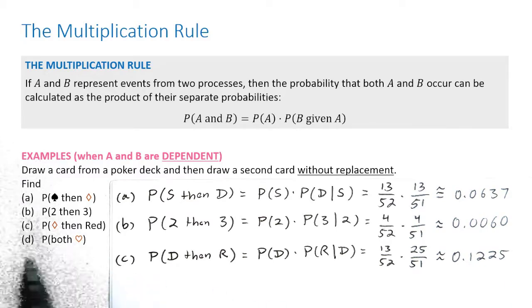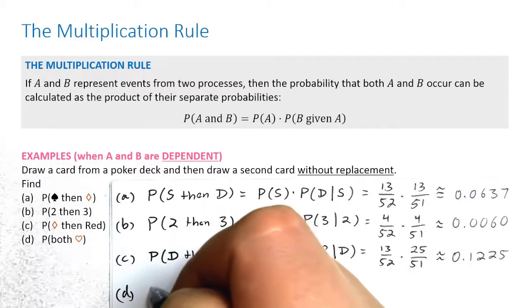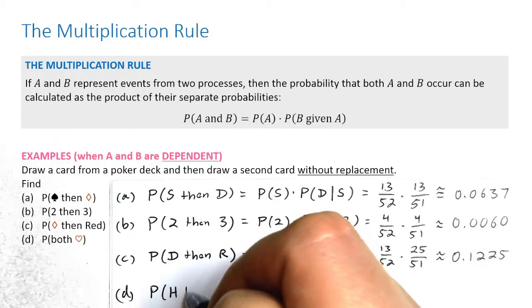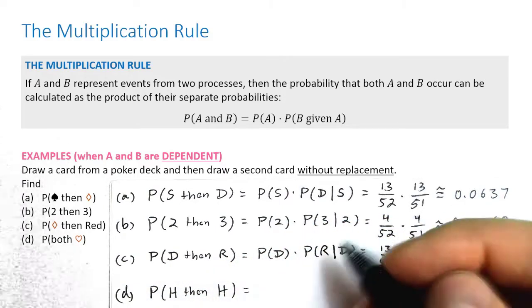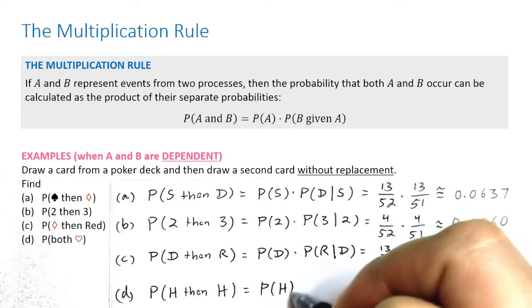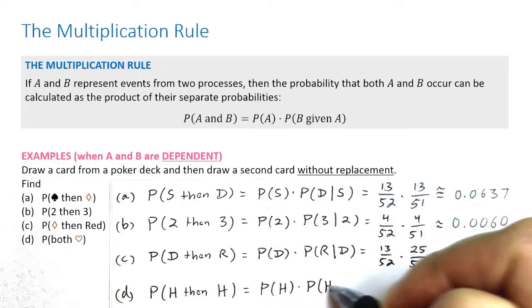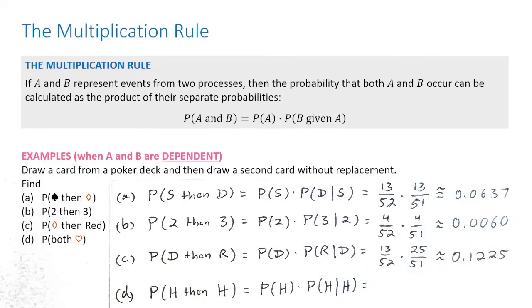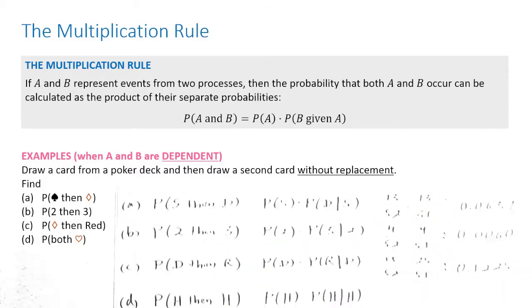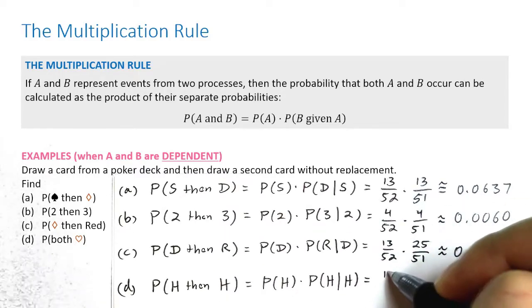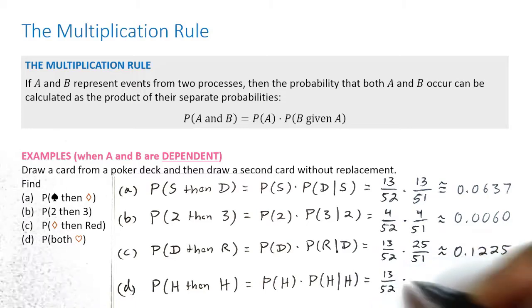And finally, the probability of getting two hearts, right? So a heart and a heart. So I'll just use H and then another H. Okay, well, that's the probability of getting H times the probability of getting an H, given that I already drew an H. Okay, well, what's the probability of drawing a heart? Well, there are 13 hearts in the deck, so that is 13 out of 52.